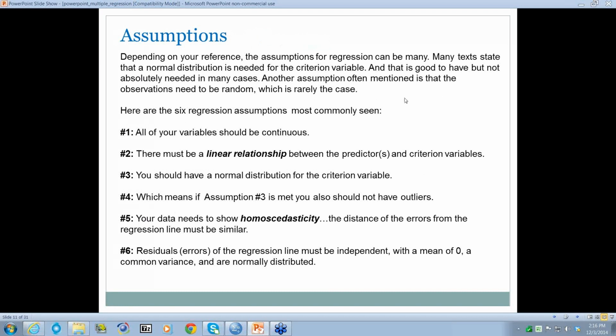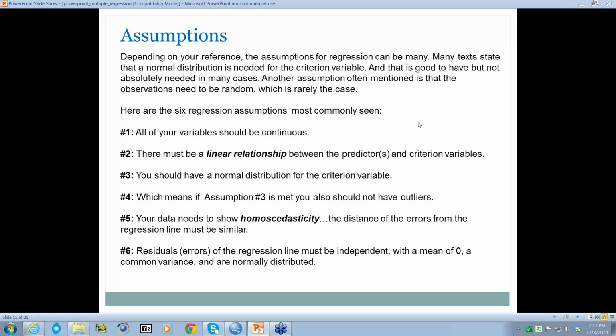Another assumption often mentioned is that the observations need to be random, and that's rarely the case. In the best of all worlds, you will go out and collect a random sample, but in most disciplines, social sciences, behavioral sciences, things like that, usually you use a convenient sample, and the regression holds up just fine. But here are some of the assumptions.